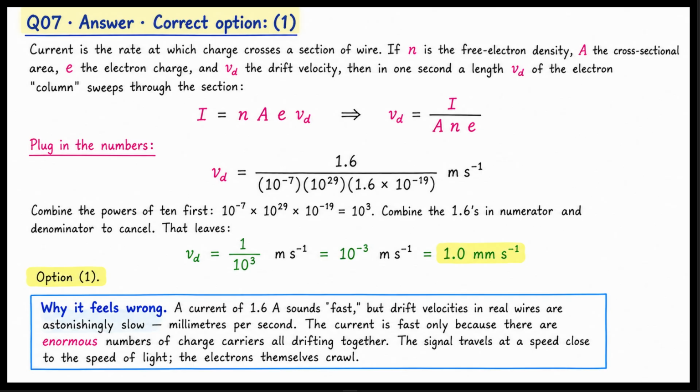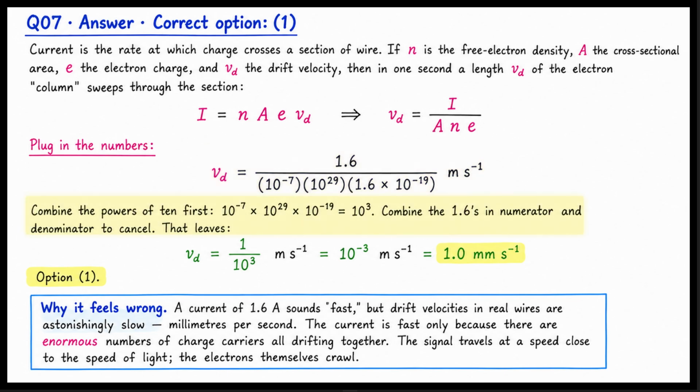Here's the working. Current is the rate at which charge crosses a section of wire. If N is the free electron density, A the cross-sectional area, e the electron charge, and V sub d the drift velocity, then in 1 second a length V sub d of the electron column sweeps through the section. So I equals N A e V sub d, which rearranges to V sub d equals I over A N e. Plug in the numbers. V sub d equals 1.6 over 10 to the minus 7 times 10 to the 29 times 1.6 times 10 to the minus 19, in meters per second.